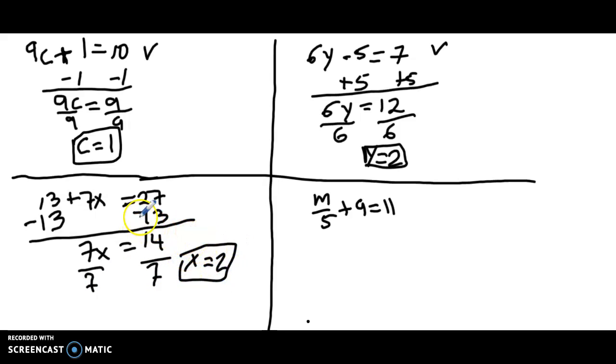If I go and check that in the original, I have to do the multiplication first. 7 times 2 is 14. 14 plus 13 is 27. Checks. Last one, lower right corner. M divided by 5 plus 9 equals 11. So we have a division and an addition on the side of the variable. This is the first thing to go.